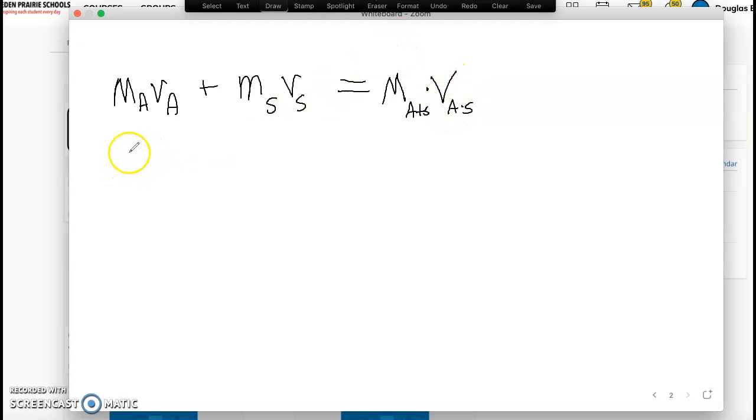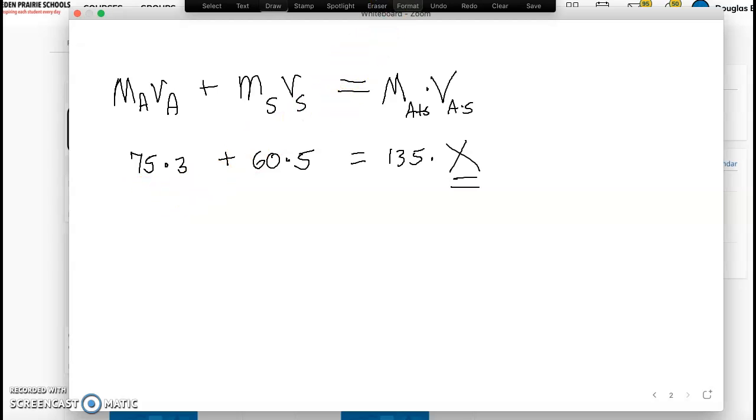So I'll put in what they give us. Anthony was 75 kilograms, moving at 3 meters per second in the same direction that Sissy was going. So we could say to the left, it doesn't matter, but we'll just keep them both positive. Sissy was 60 kilograms, moving at 5 in his direction, so they both have the same sign. Combined mass would be, what, 135 times x. And that's what we're trying to find.